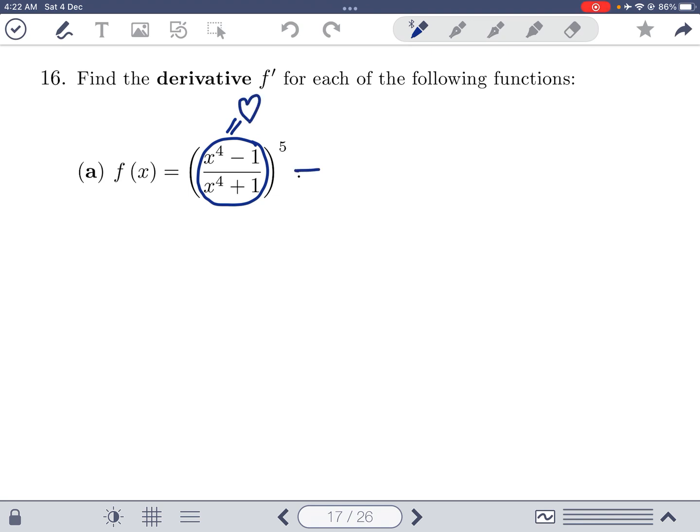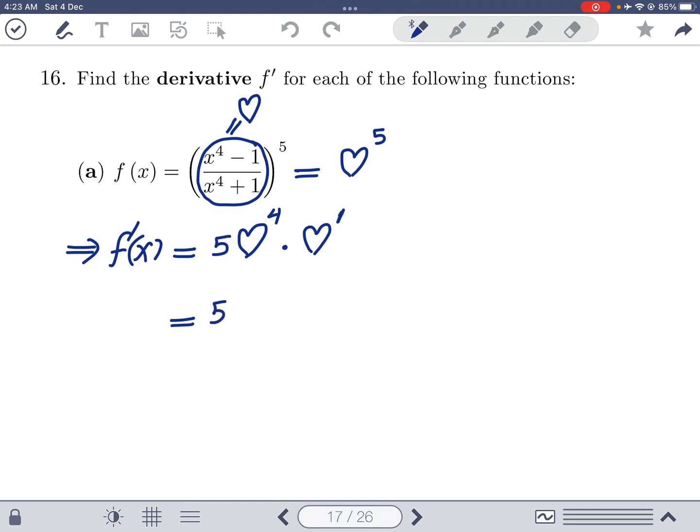So f becomes heart to the power 5, and we know the derivative of such thing is you bring the 5 down, subtract 1 from the power, and the chain rule tells you that you still have to multiply by the derivative of this heart. So this will become 5 times x to the 4 minus 1 over x to the 4 plus 1 to the power 4 times now the derivative of heart.